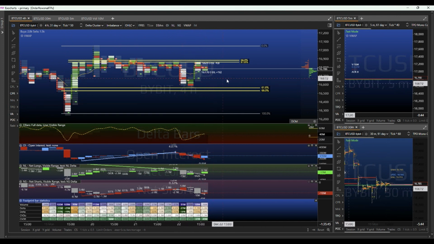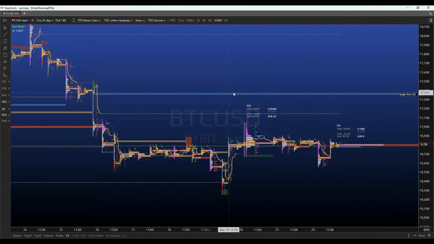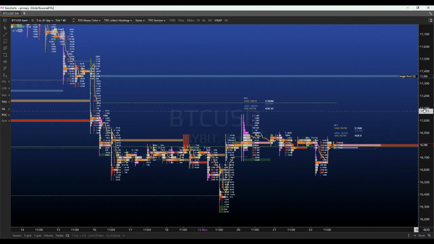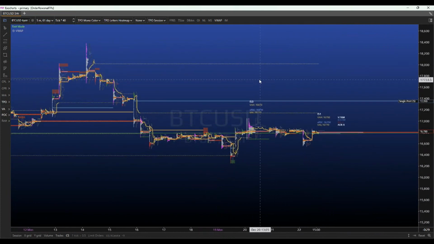How about the single prints up top? Didn't you also use those in your analysis? I use single prints, yeah, I love single prints. Hey, Susan, you're giving away the gems. I didn't show them this yet.